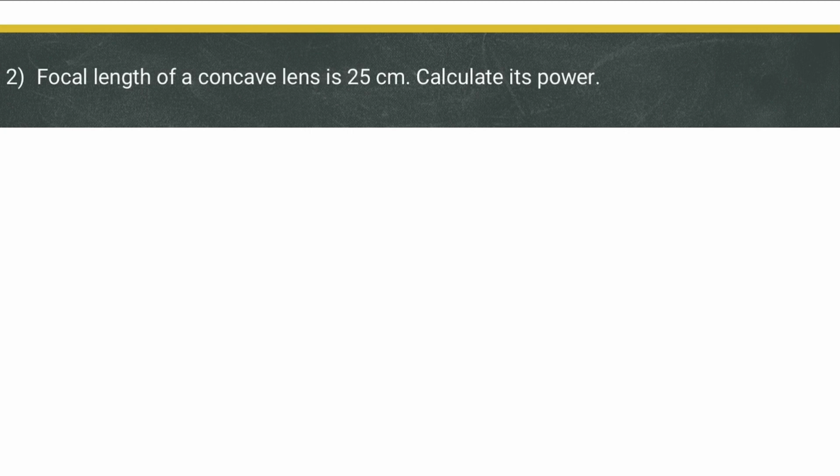Next example. Focal length of a concave lens is 25 centimeter. Calculate its power. So power is equal to 100 upon focal length, unit is diopter. 100 upon focal length is minus 25 this time. Why minus? Yes, you are correct, because the lens is concave. So P is equal to minus 4 diopter. So power of convex lens is positive because its focal length is positive, and power of concave lens is negative because its focal length is negative.